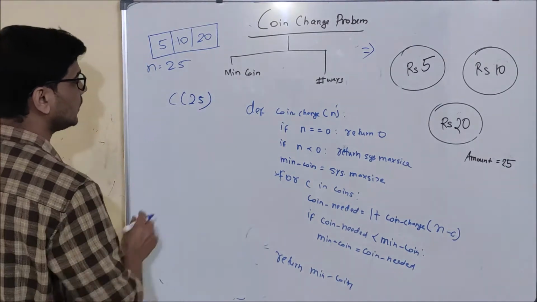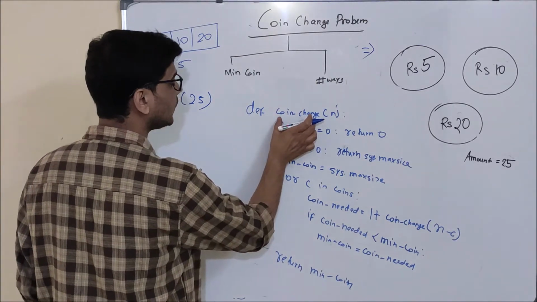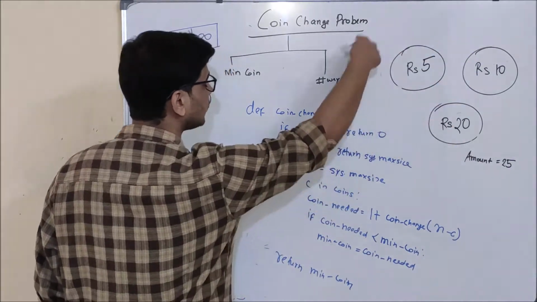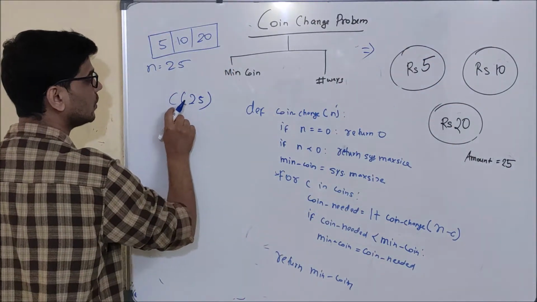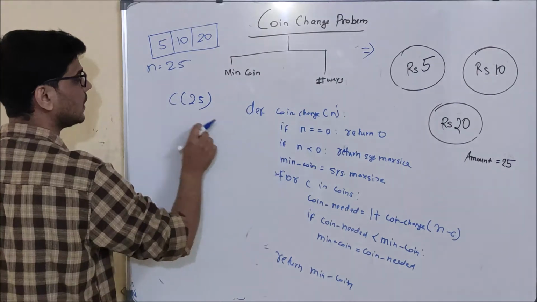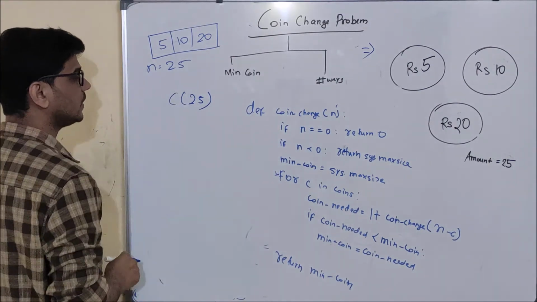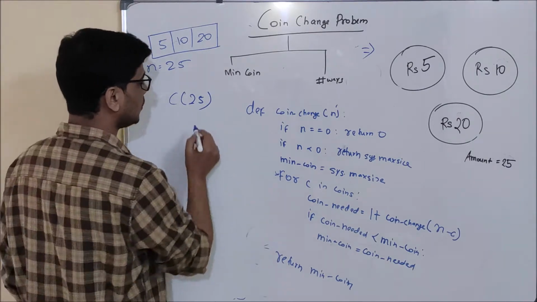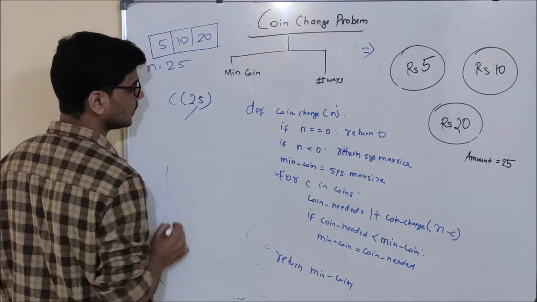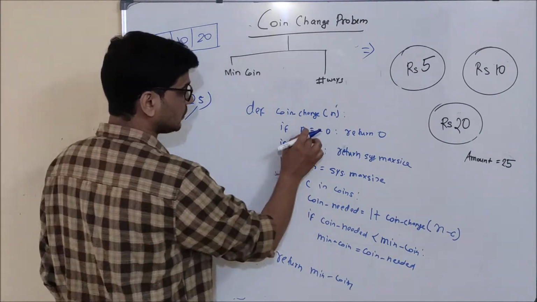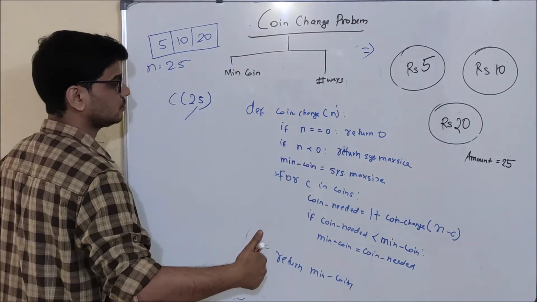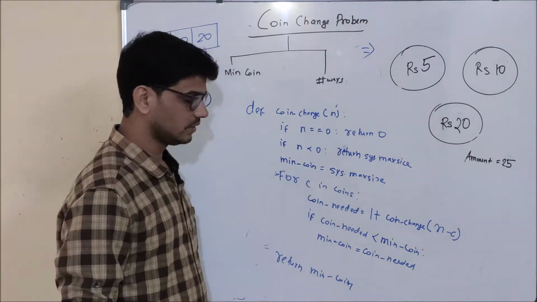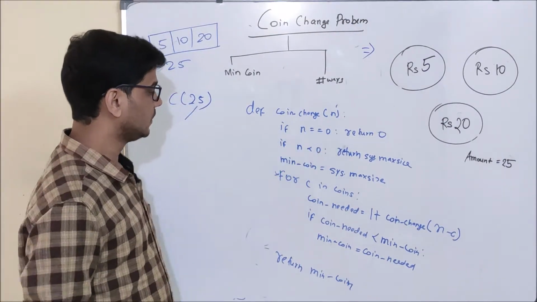I am going to calculate the minimum coins required for amount equal to 25 using these coins. So basically I am going to make a function call coin change 25, and here I am representing coin change with C. So first of all, when C of 25 is called, what will it do? It will check whether n is equal to 0. N is 25, so it will be false. Again it will check whether n is smaller than 0. It is not, so this line will not execute.